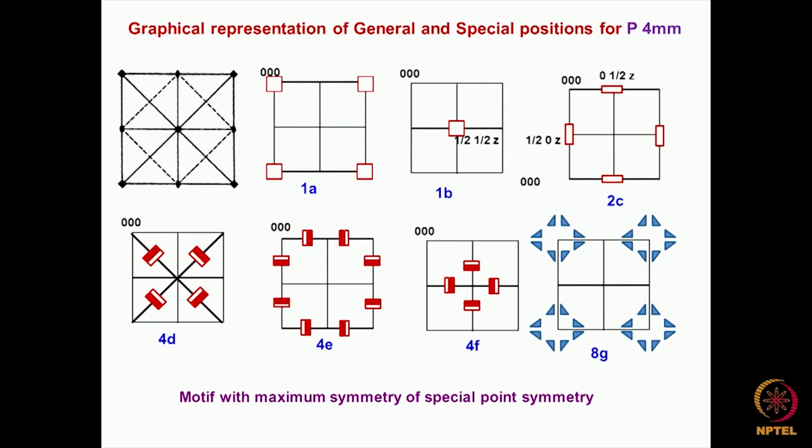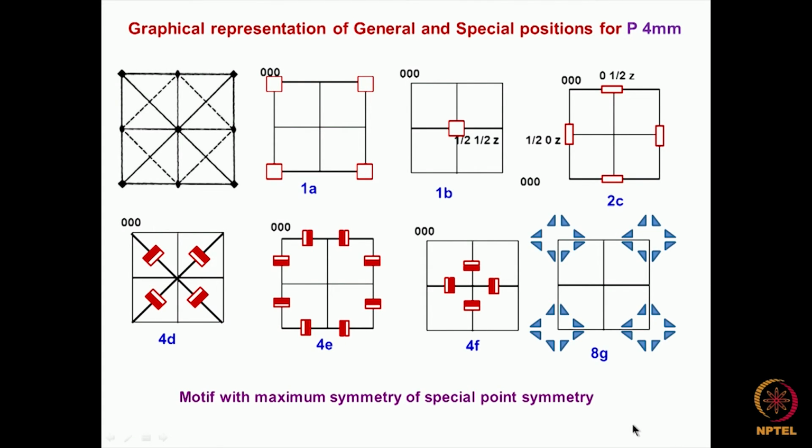From this we can understand that there are various positions in which atoms could be kept, and the number of atoms required on different positions also changes, from 1 to 8 in this particular case. Like in the 4d case.